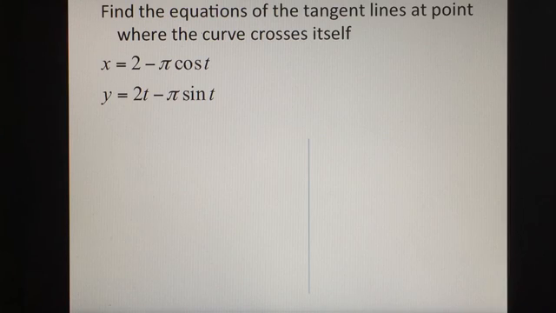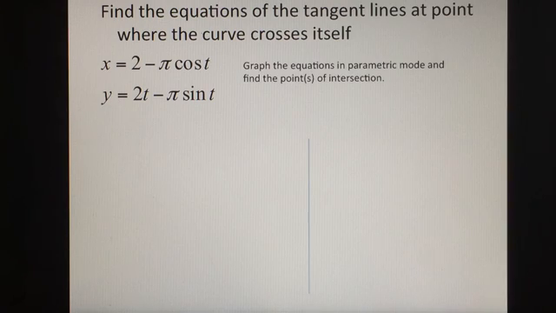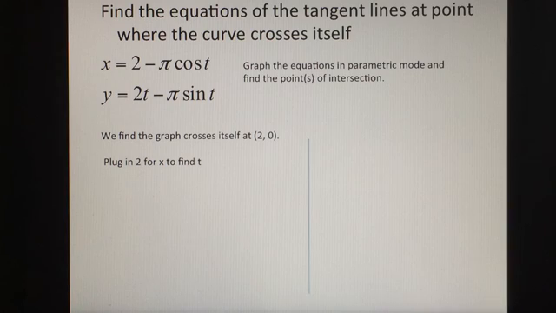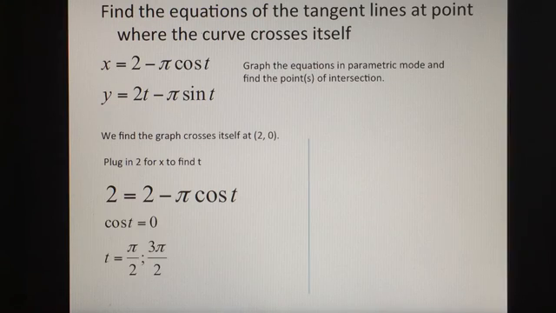Alright, find the equations of the tangent lines at the point where the curve crosses itself. So in order to do that, you're going to graph the equations in parametric mode and find the points of intersection. Okay, so when we do that, we find that the graph crosses itself at (2, 0). So you're going to substitute in 2 for x, and then you're going to find t. So when we do that, we have 2 equals 2 minus pi cosine of t. We're trying to find what t is. So when we solve that, cosine of t equals 0, t equals pi over 2 and 3 pi over 2.